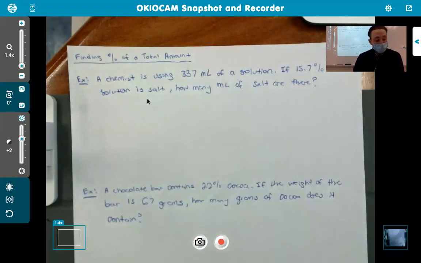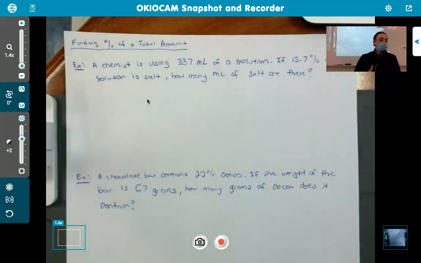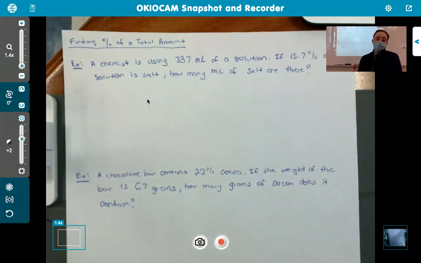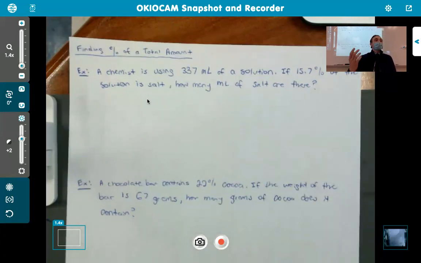But anyway, so like I said, we're finding the percentage of a total amount. So first example says a chemist is using 337 milliliters of a solution. Okay. If 15.7% of the solution is salt, how many milliliters of salt are there? As a heads up, you're probably going to need to use a calculator. You're going to have to use some kind of calculating program, whether it's Desmos, online calculator, phone, whatever you need.